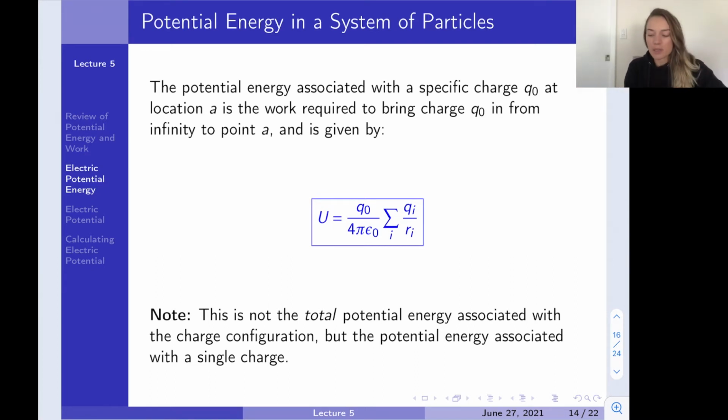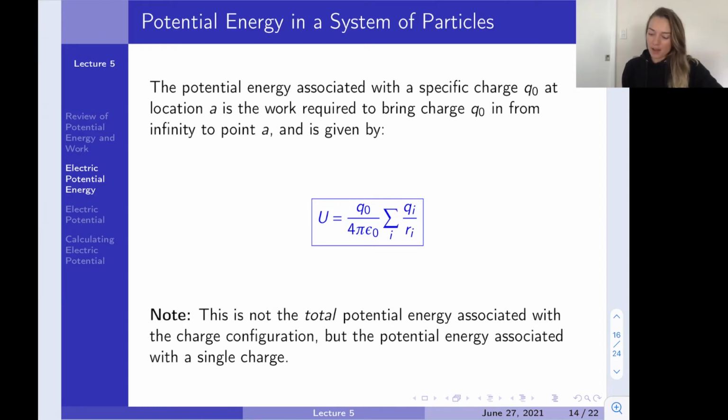Now be careful, because this isn't the total potential energy associated with the entire system. It's just the potential energy associated with bringing that one charge in. So this is just how much work an external force had to do against the electric field set up by these charges. How much work did I have to do to bring this charge in and place it at a distance r sub i from each of these charges?